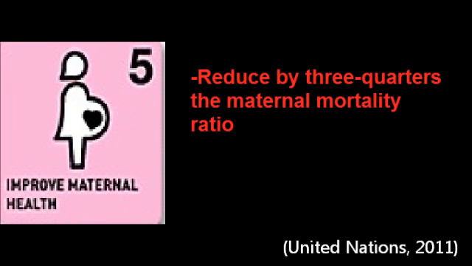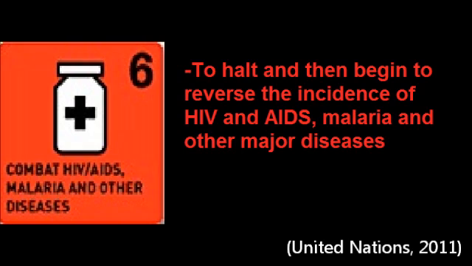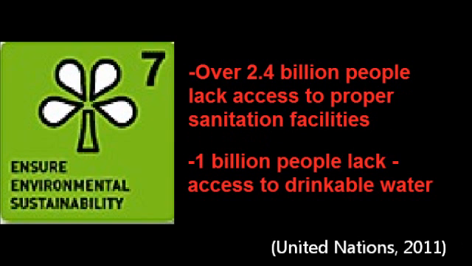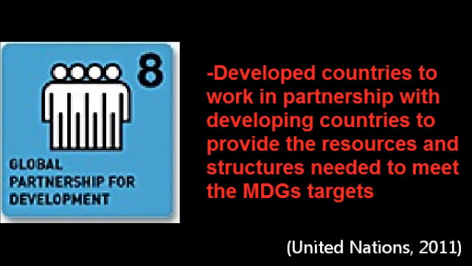5. Improve maternal health. Reduce by 3/4 the maternal mortality ratio. 6. Combat HIV and AIDS, malaria and other diseases. The aim is to halt, then begin to reverse the incidence of HIV and AIDS, malaria and other major diseases. 7. Ensure environmental sustainability. Over 2.4 billion people lack access to proper sanitation facilities, and 1 billion people lack access to drinkable water. 8. Develop a global partnership. Developed countries to work with developing countries to provide the resources and structures needed to meet these targets.